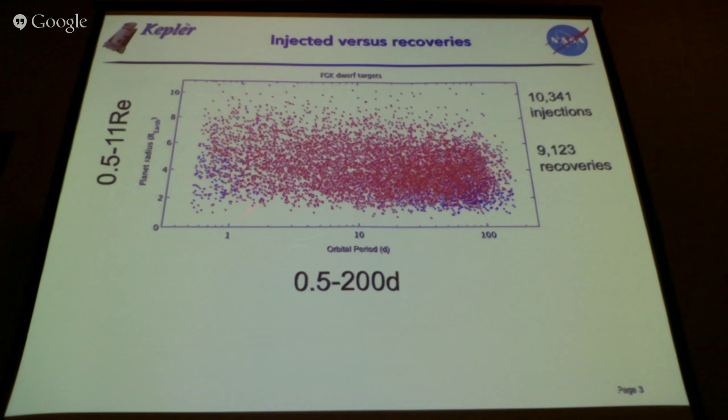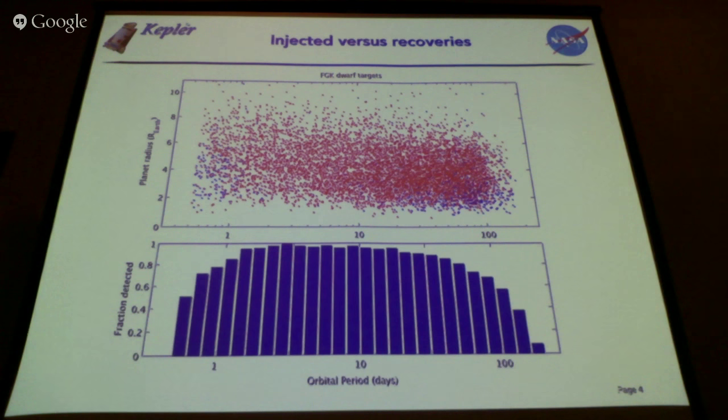You can see two populations. There's this one here at short periods and this one here at long periods. It sticks out a bit more if we collapse this plot into a histogram in this axis, so we're just collapsing along the y-axis. And so for each bin in orbital period, we're showing the fraction of injections that were recovered.